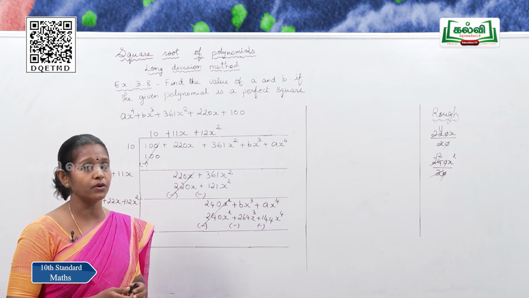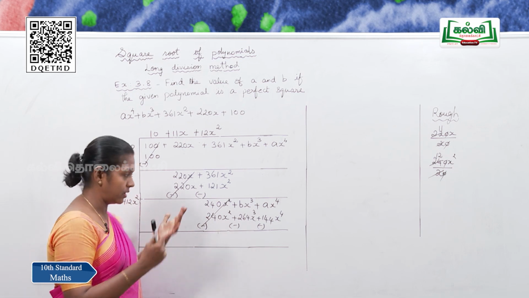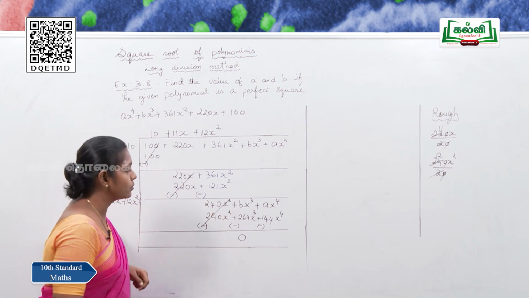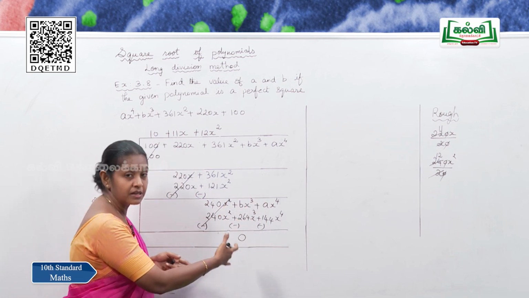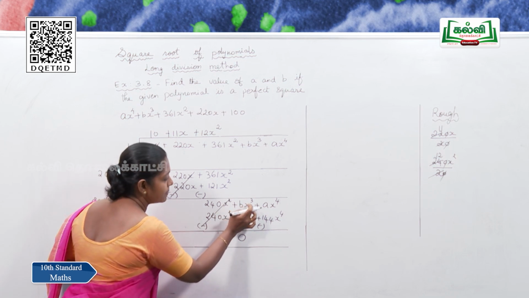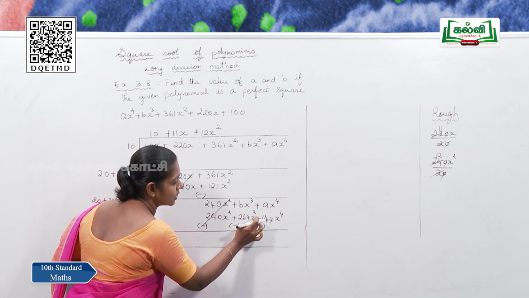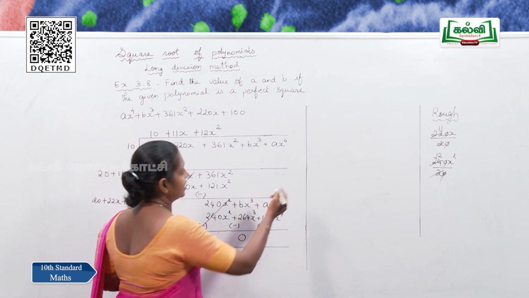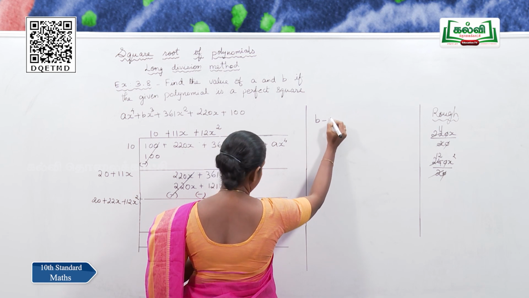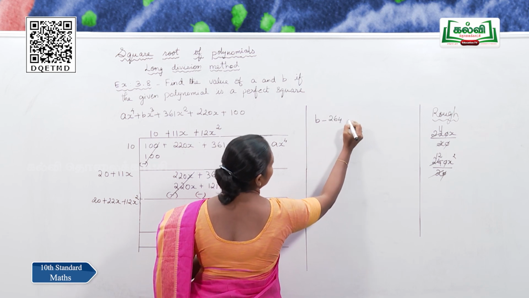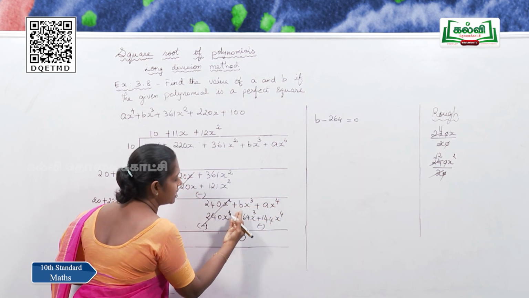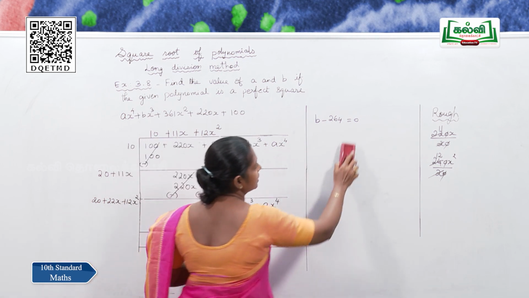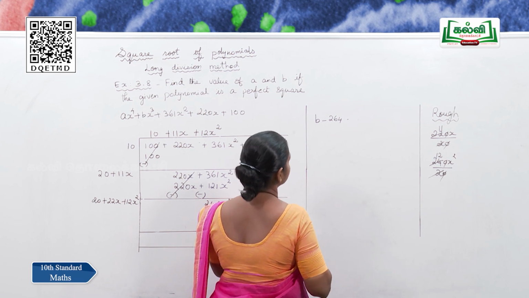When will we say it is a perfect square? When the remainder is 0. Of course, the remainder is 0. When the remainder is 0 means everything will be 0, no children? Yes, of course. That means bx cube minus 264x cube will be what? 0. So x cube is common. That's why I am writing here b minus 264 is equal to 0.